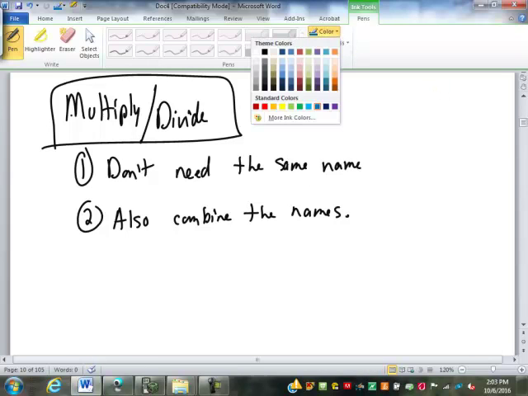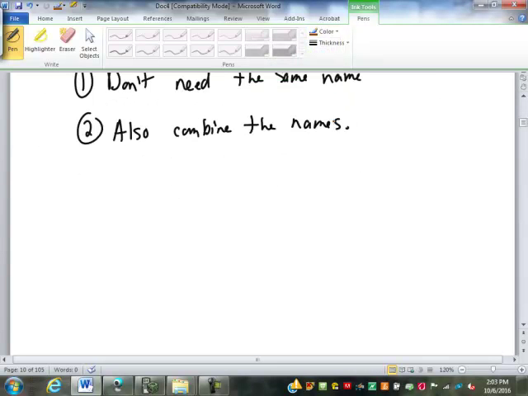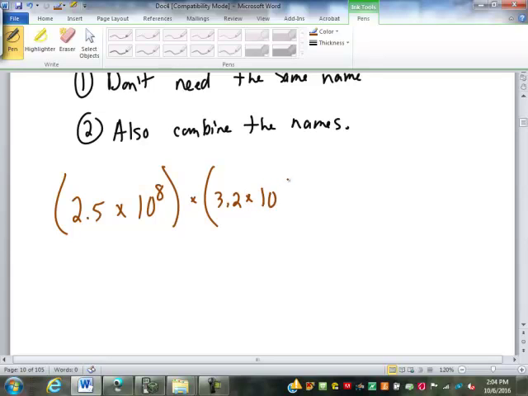So if we have 2.5 times 10 to the 8th times 3.2 times 10 to the 5th. Those have different powers of 10s. Does that mean I can't combine them? Oh yeah, we can combine them, right.